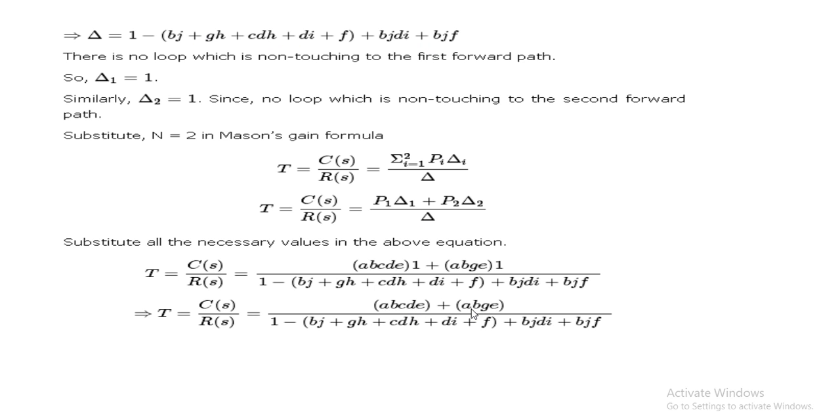ABCDE plus ABGE divided by 1 minus, this we have added and taken in a bracket, Bj plus Gh plus Cdh plus Di plus F plus Bj Di plus Bjf. Okay, so this is the final answer of this example.